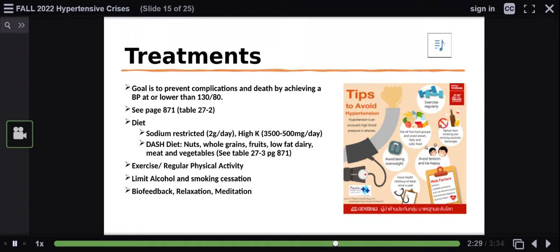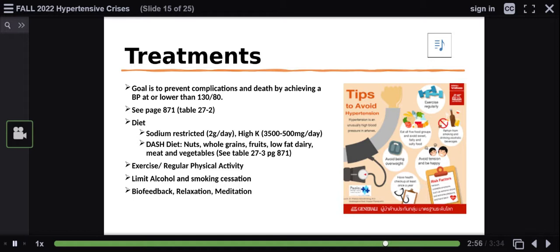In addition to this dietary advice, patients should be counseled to incorporate a low sodium diet, which is less than 2 grams per day, and a high potassium diet of 3,500 milligrams per day. This dietary combination is more effective than following either a low sodium or high potassium diet alone. A high potassium diet must be avoided in patients with CKD. Just to remember that.